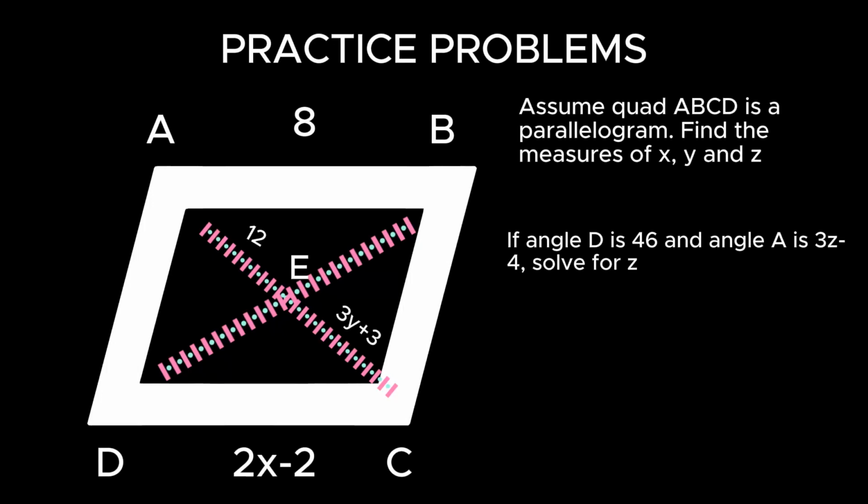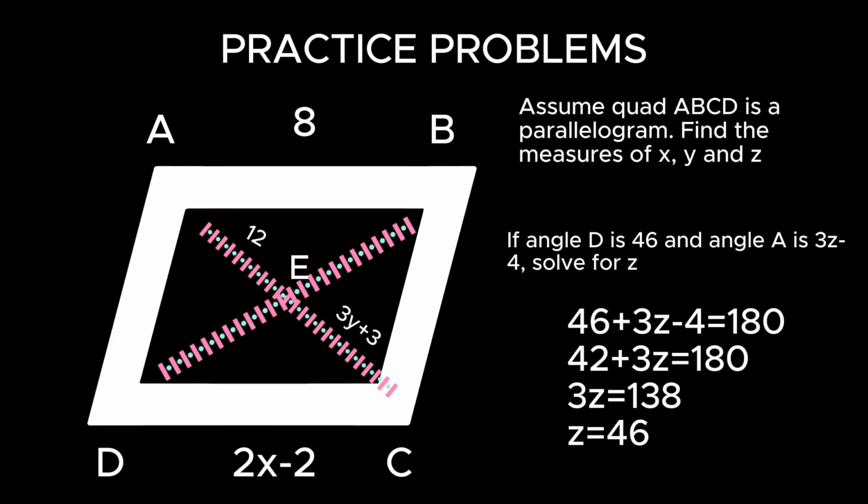So the final one, if angle D is 46 and angle A is 3z minus 4, solve for z. Now, we know that adjacent angles of a parallelogram are supplementary. They add up to 180. So we could do 46 plus 3z minus 4 equals 180. First, we simplify. 46 minus 4 is 42. Move 42 to the other side. 3z equals 138. And then we divide. So now we get z equals 46.